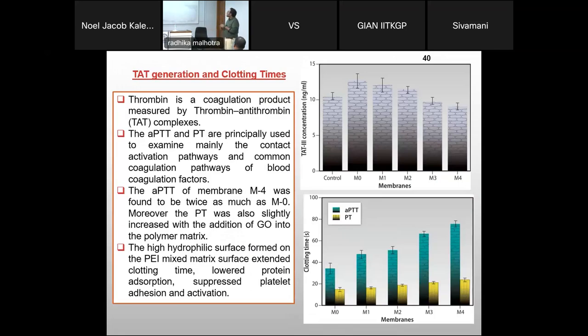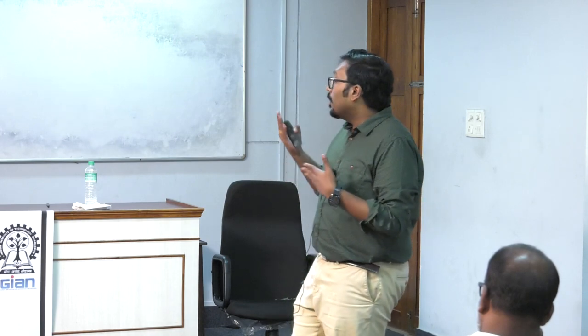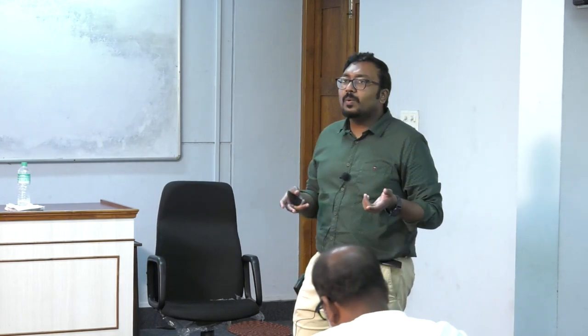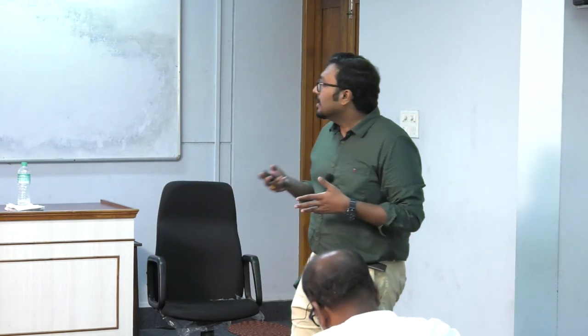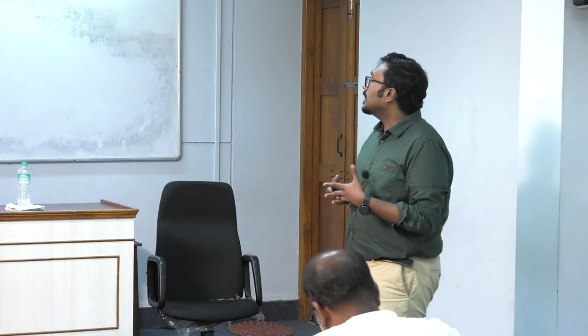Thrombin, anti-thrombin generation, and blood clotting times. Blood clotting time is an indicator of how much heparin to use and when your blood could get clotted. You always want any biomaterial in contact with blood to have as high a clotting time as possible, which gives two benefits. One, it reduces the amount of anticoagulant that you require, and secondly, the chance of blood forming clots is minimized.